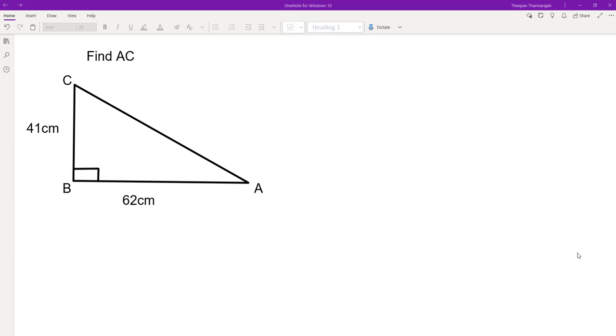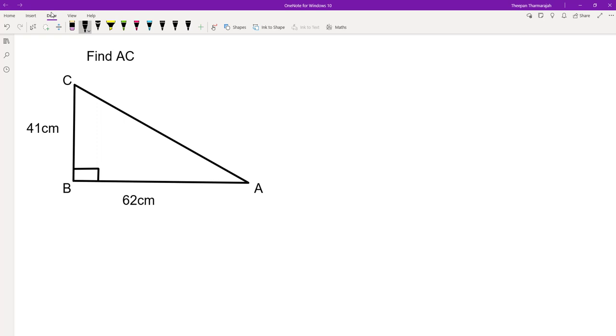In this video, we're going to look at Pythagoras' theorem, calculating the longest side of a right angled triangle. So this question is asking us to calculate AC. Well, first of all, the first question is, where is the longest side of a right angled triangle? How do I locate that?